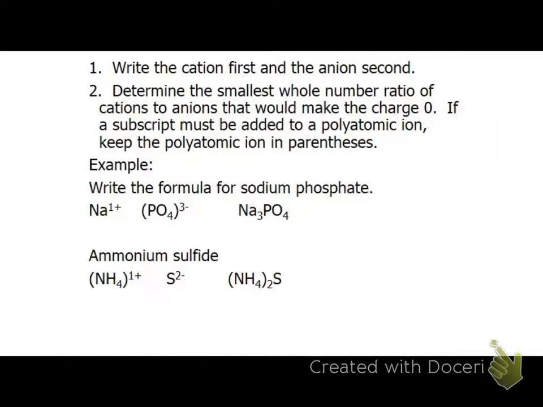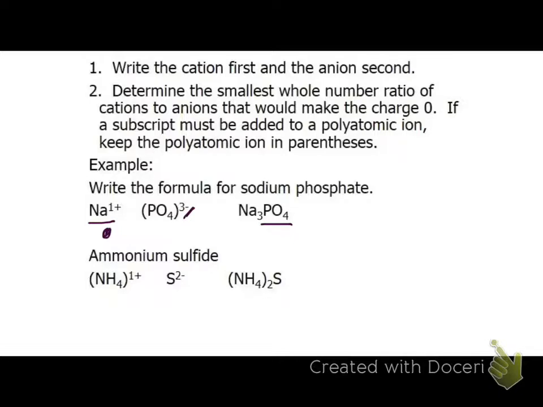So here we have sodium and phosphate. Sodium is a +1, phosphate's a -3. So I'm going to need 3 sodiums to go with one of the phosphates. So I would write that as Na3PO4. And notice when I only need one, I don't include the parentheses.